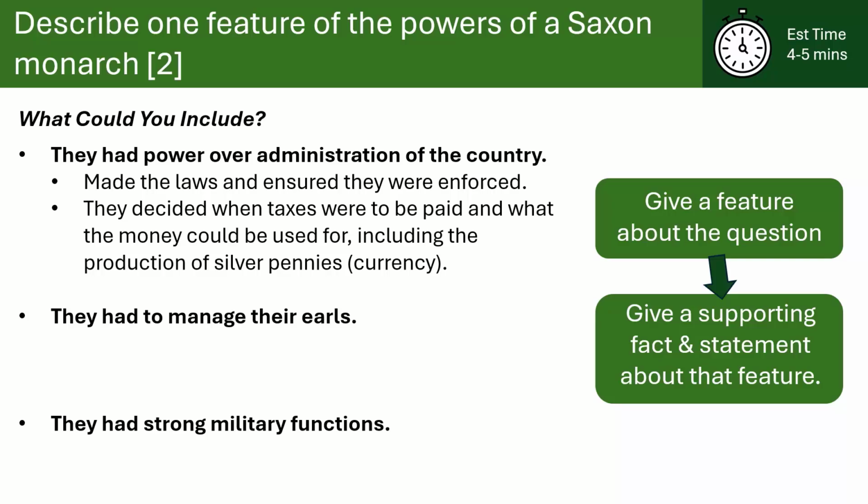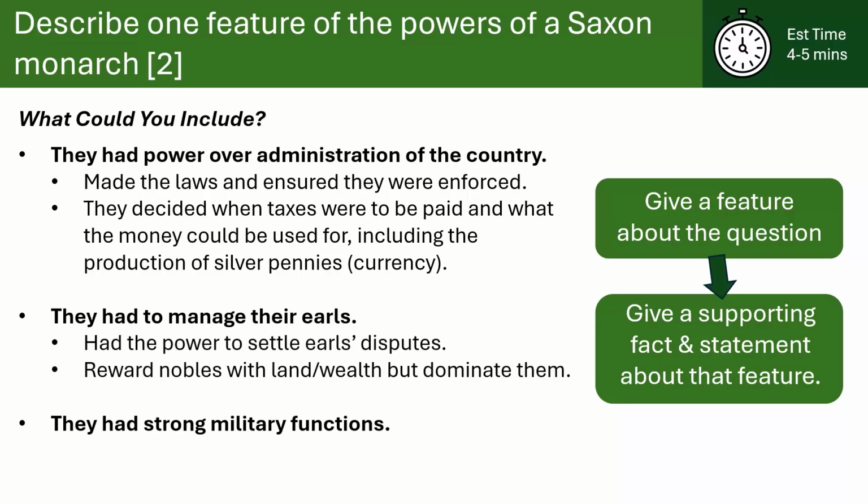They also had the powers to manage their earls, or it is suggested that they did manage their earls. We know that they were the key line of defence against the disputes that went on between the earls. So they were the ultimate say about what happened with land disputes or marriage disputes. They also had the powers to reward their nobles with lands and titles and wealth, and also take them away as necessary in order to dominate and make sure the monarch controlled the earls.